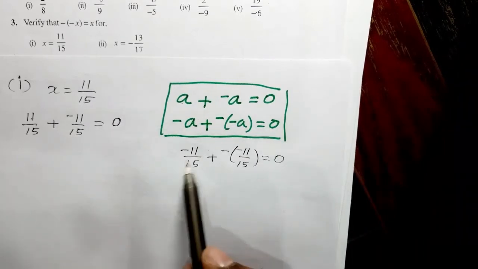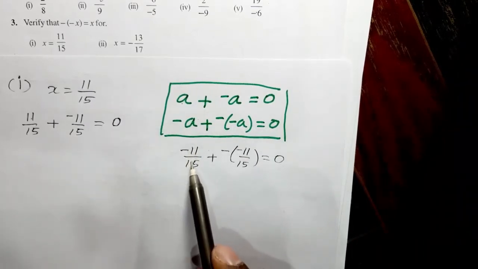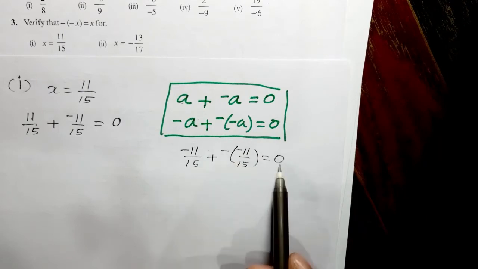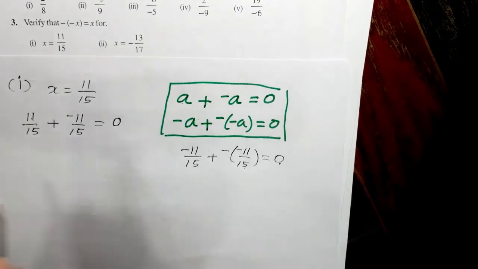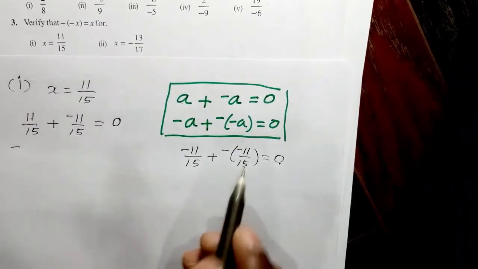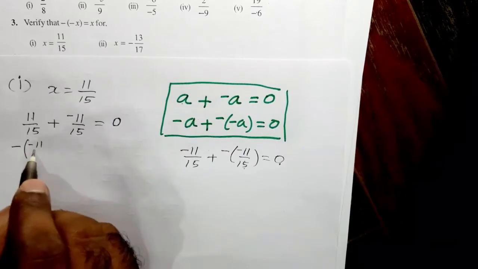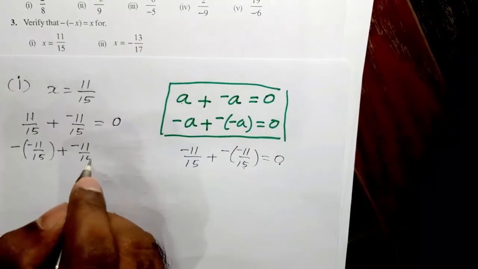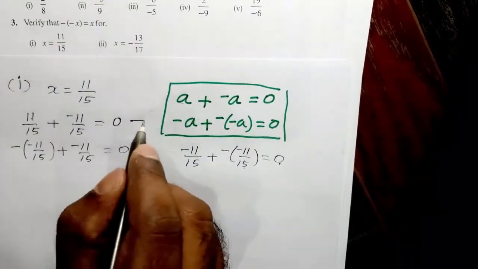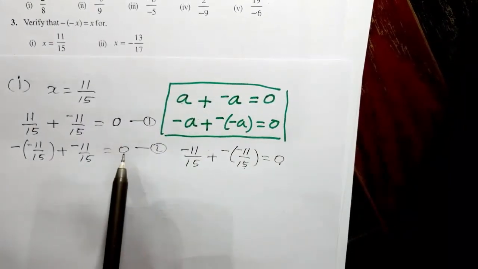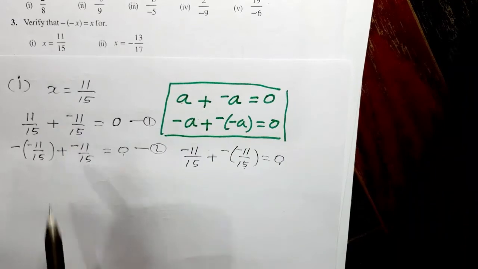So already we studied, here is the number minus 11 by 15. Again one minus symbol given means we get its inverse, its opposite. One number and its inverse added, the answer is 0. So we can rewrite this here. I am writing the second term at first: minus of minus 11 by 15 plus minus 11 by 15 is equal to 0. This is equation number 1. This is equation number 2. Here you look, here 0, here 0. The same answer is getting.